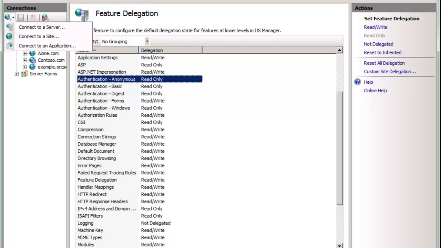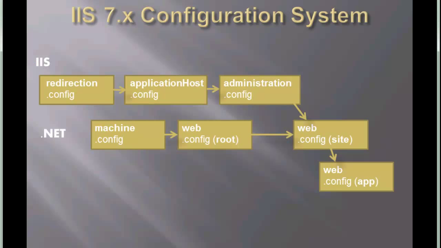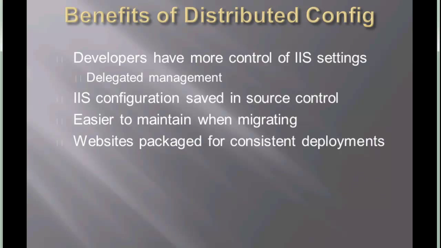So let's take a look at some of the advantages of the new distributed configuration system. So one is the developers now have full control of the IIS settings, or at least many of the settings, the ones that they have control over. Also, basically that management has been delegated out to them. Also, IIS configuration can be saved in the source control. So you can save it way back in the source control, and when you deploy to a new server or even a new environment, the same settings will work in the new environment as well.